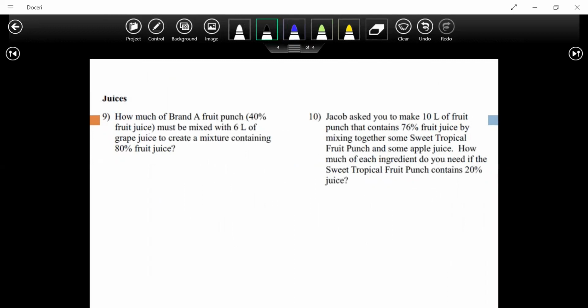Try to set up the equations. Let's see if you can set them up, and we'll convene back in about a minute. How much of fruit punch A, of 18%, needs to be mixed with 6 liters of grape juice to create a mixture containing 80% fruit juice? We're looking at 100%, so 6 liters of 100% grape juice is going to be at 80% of our contained mixture. See if we can write out the equation.